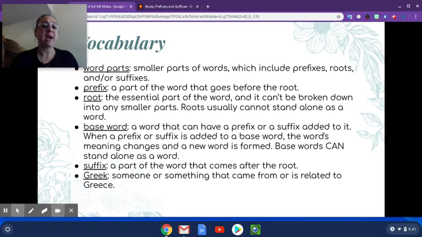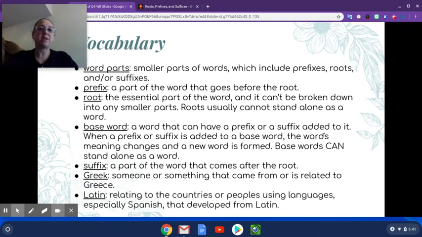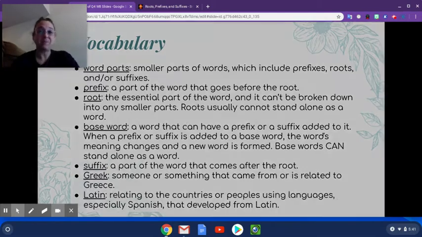Remember, there's two types of root words. There's Greek and Latin. The Greek words come from or are related to Greece, and the Latin ones are people using languages, especially Spanish, that developed in Latin.